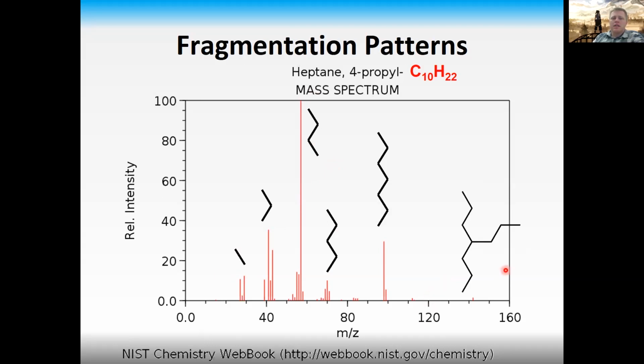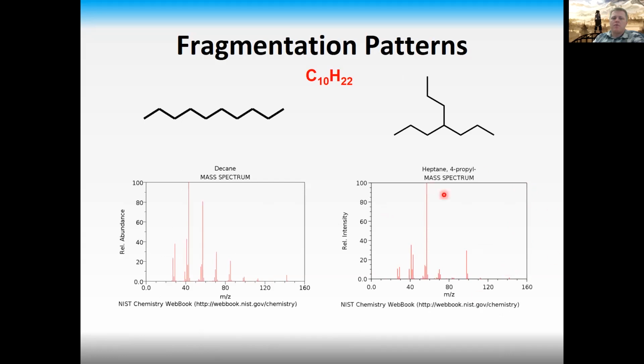But you'll notice that the fragmentation pattern for the 4-propyl heptane looks a lot different than the fragmentation pattern for decane. And this isn't even a very dramatic example. In this case, we still have peaks at very similar positions, just with different abundances, etc. Some species with the same empirical formula, but drastically different structures get drastically different mass spectra. All right, so now we know about exact mass, we know about fragmentation patterns.